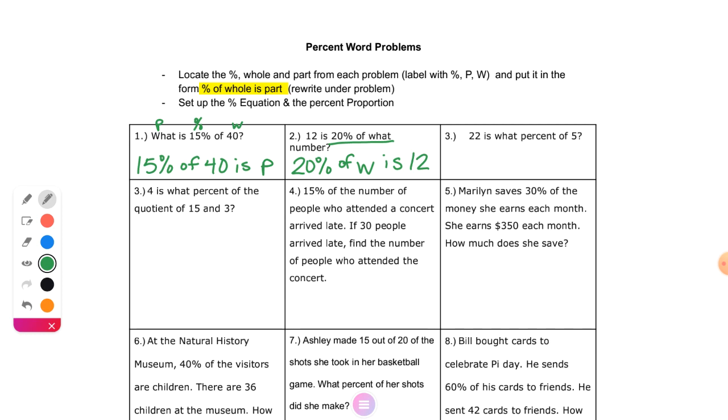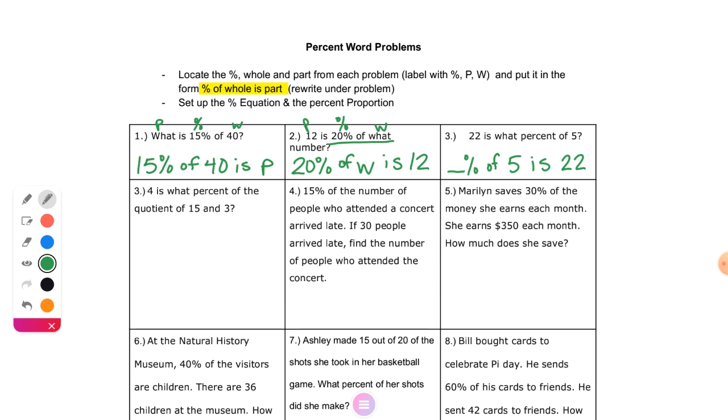Next one, 3. Dawson, what do you have? Sorry, I should have labeled this percent, whole, part. Number 3. I have 22% of... 22%. I don't know. Leo? Percent of 5 is 22. Yeah, and it's like blank percent of 5 is 22.